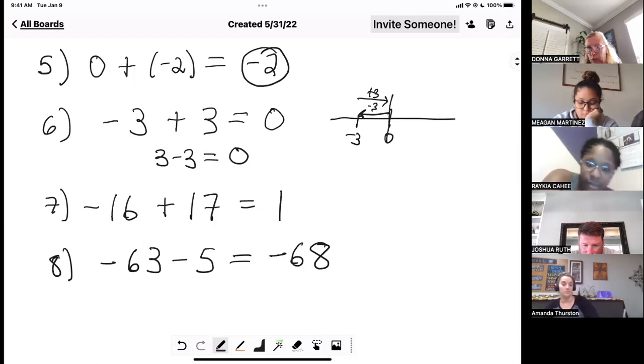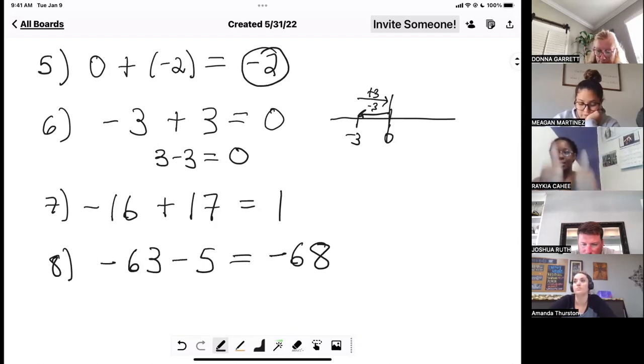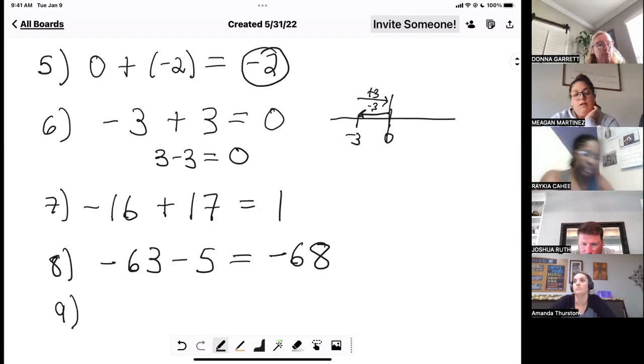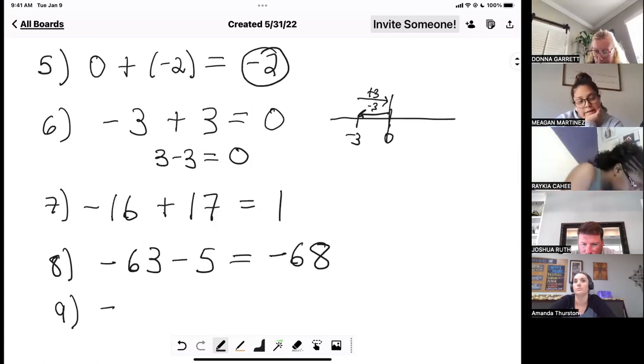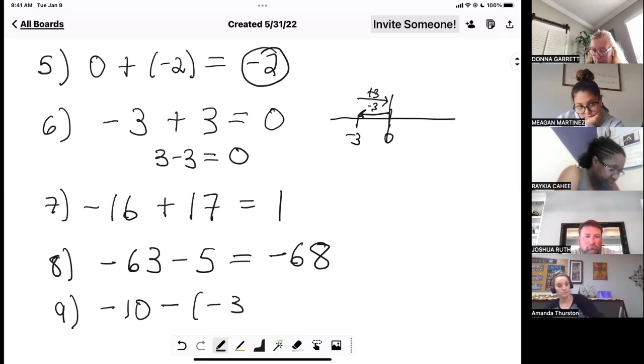-68. All right. They're the same sign. They're both negative. So I add them. 63 plus 5 is 68, but they're both negative. So I keep the negative, -68. Awesome. Be careful with that one.